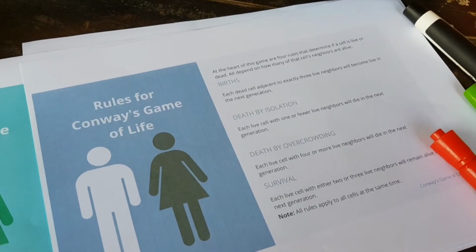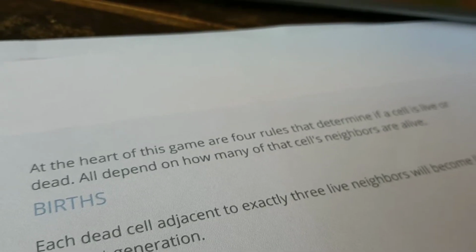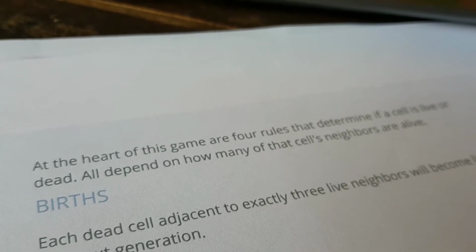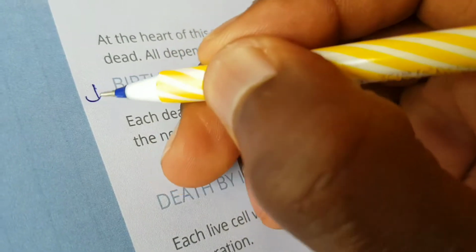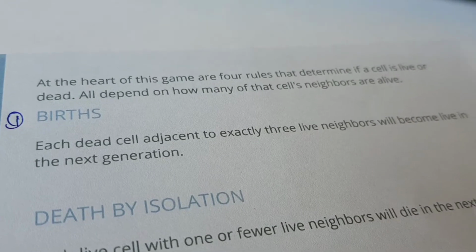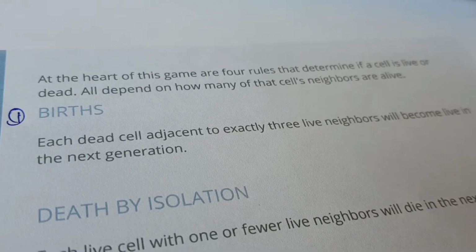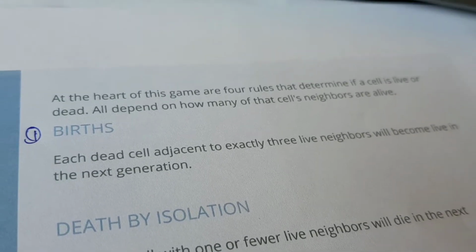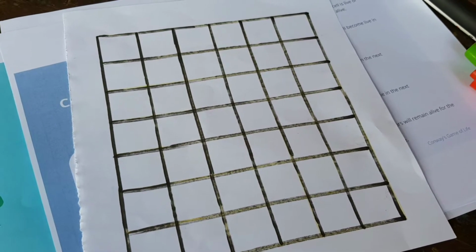This game consists of 4 rules that determine if a cell lives or dies. All depends on how many of that cell's neighbors are alive. The first rule is birth. On the birth of a cell, each dead cell adjacent to exactly 3 live neighbors will become live in the next generation. For example, let's use the grid here.